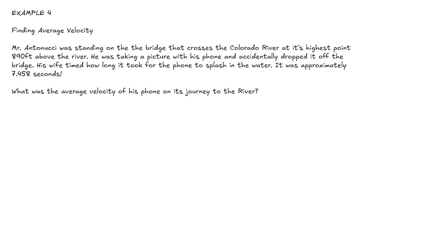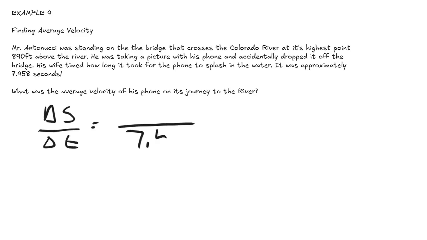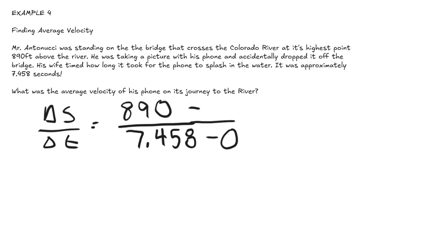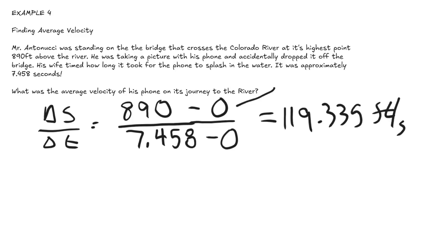To do this, we would get the change in position over the change in time. So if it took 7.458 seconds, that's how long the change in time was. And you could think of that as 7.458 minus 0. And then the numerator, the change in position, is going from 890 feet to 0 feet. You would get 119.335. And the units would be feet per second. If you remember, the numerator was the change in position in feet. Denominator is change in time in seconds. So the units are just change in position units divided by change in time units.